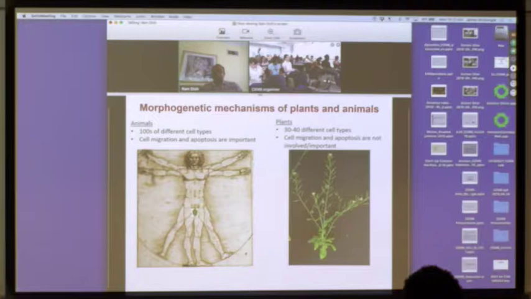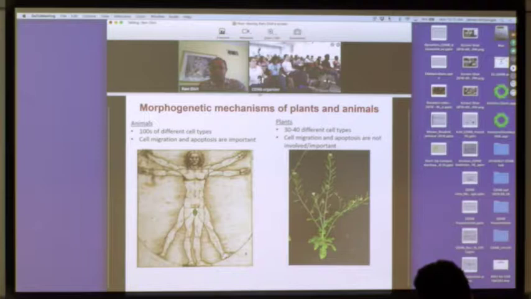precluding the ability of cells to migrate. So cells are landlocked, or wall-locked, essentially. They cannot move. And also apoptosis, while it occurs, for example, during senescence, when leaves fall during the fall, is not a really important process from a morphogenesis perspective.